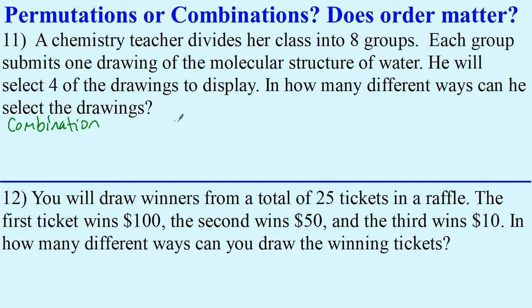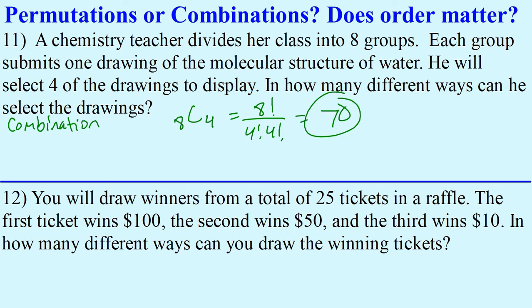So this one is 8 choose 4. 8 factorial over 4 factorial times 4 factorial. I'm going to use my calculator. Hold on, sorry. 8 choose 4, and we get 70.